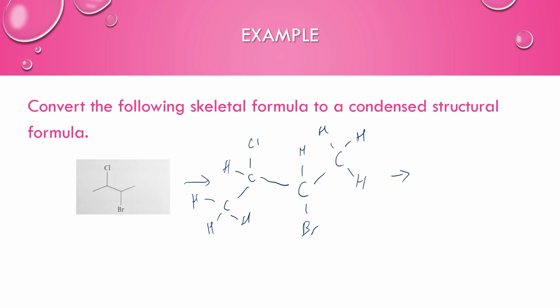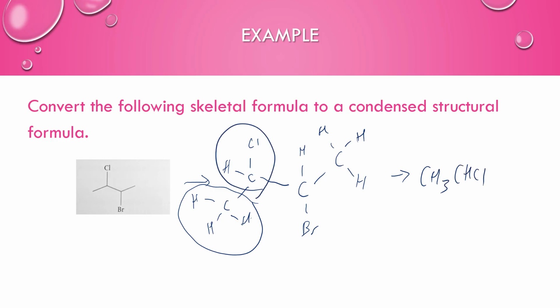Now I'm going to write the condensed. So I'm going to go carbon by carbon. I have a CH3. I have a CHCl on the next one. I have a CHBr on the next one. And then I have a CH3 as the last group. And so that's our condensed structural.